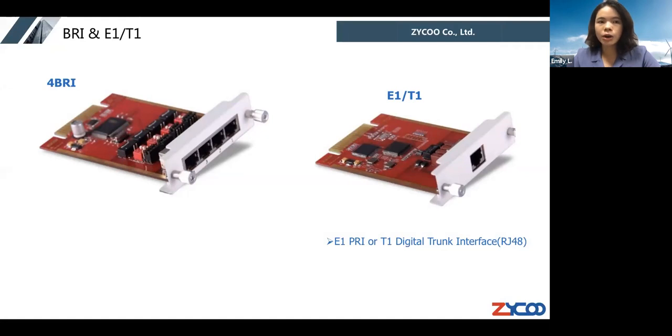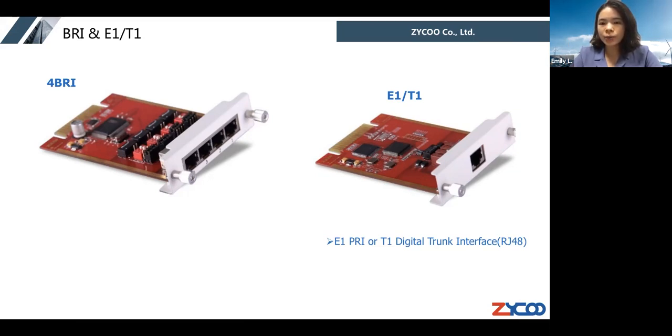And here comes our BRI and the PRI. E1/T1 also stands for PRI, primary rate interface, and the BRI stands for basic rate interface. On the BRI, each port in the BRI module can support 2 lines. So one 4 BRI module can support at most 8 call lines.